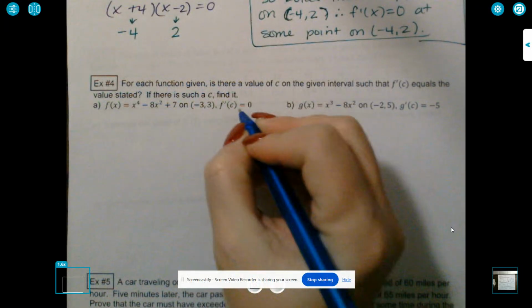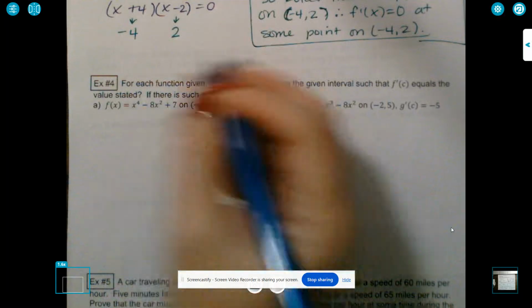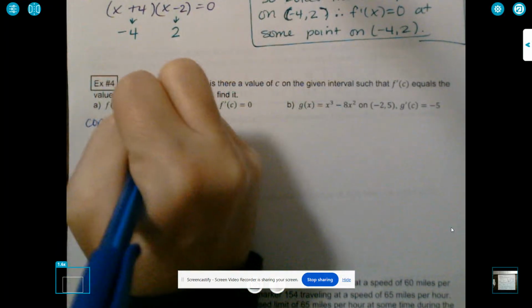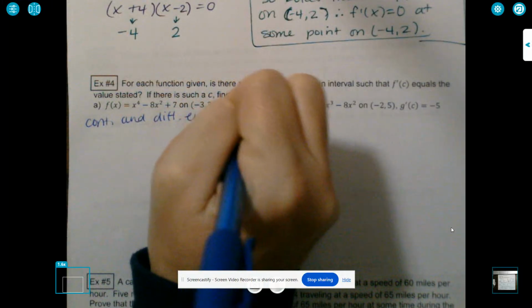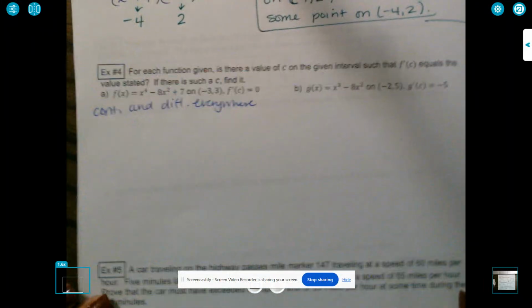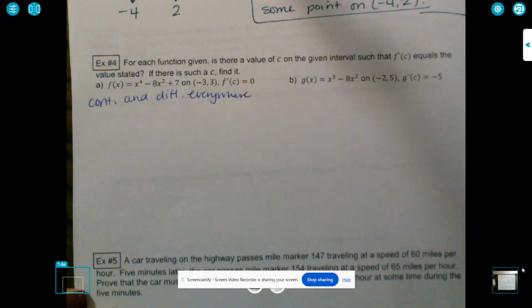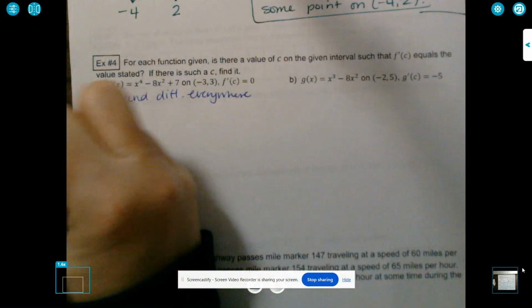Okay, well, f prime of C equals 0. Okay, first of all, we know that we are talking about a quartic function here, so we are continuous and differentiable everywhere. So that takes care of that aspect. Get my paper set up here how I like to write. All right, and then we're going to check our endpoints. So we're going to check f of negative 3.